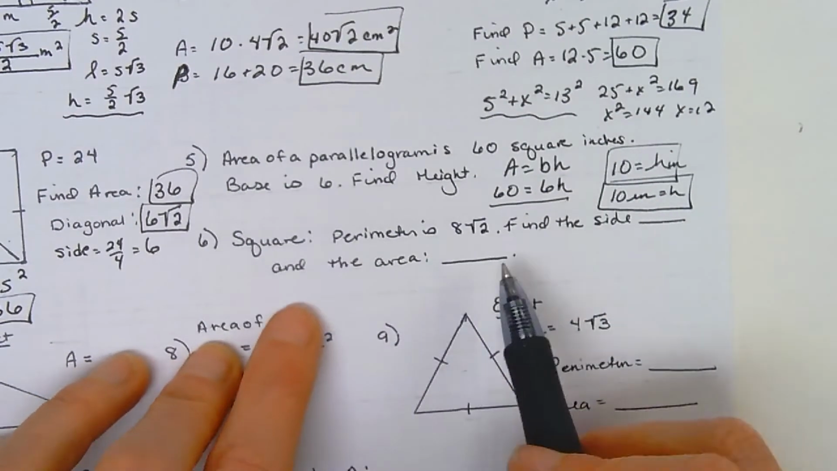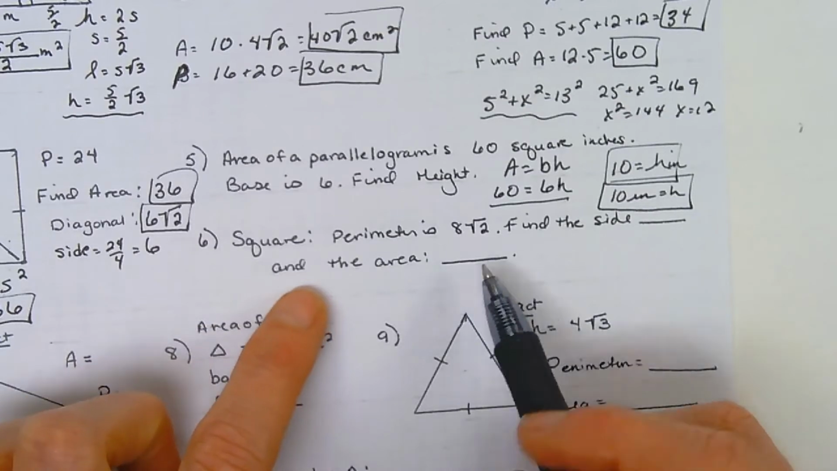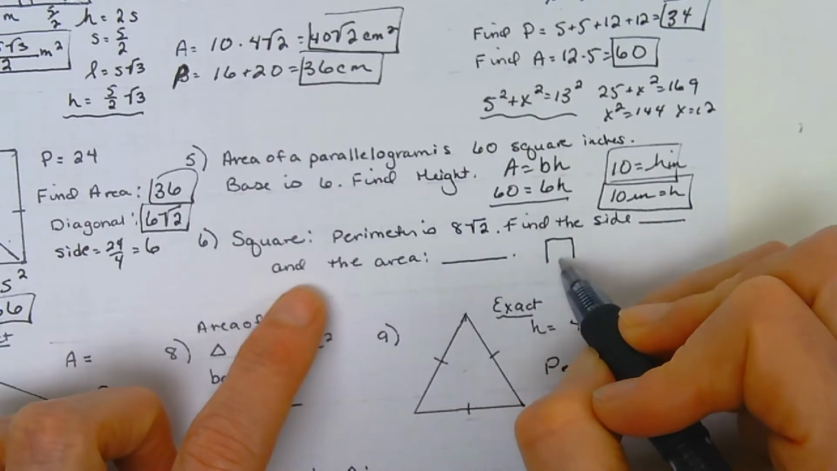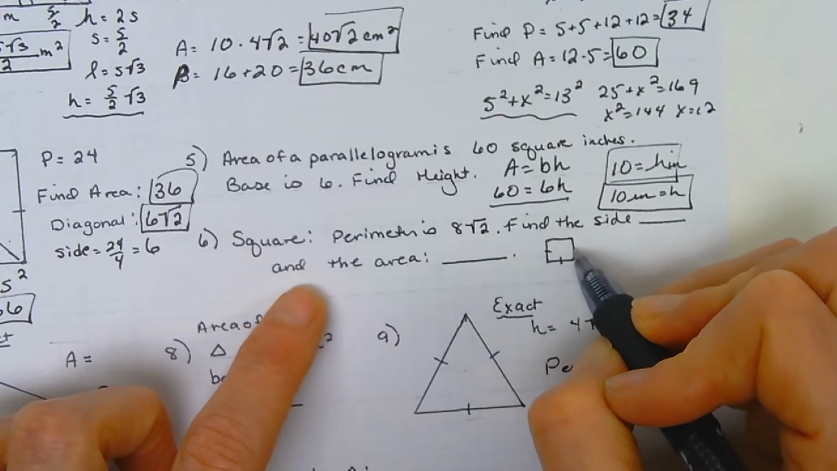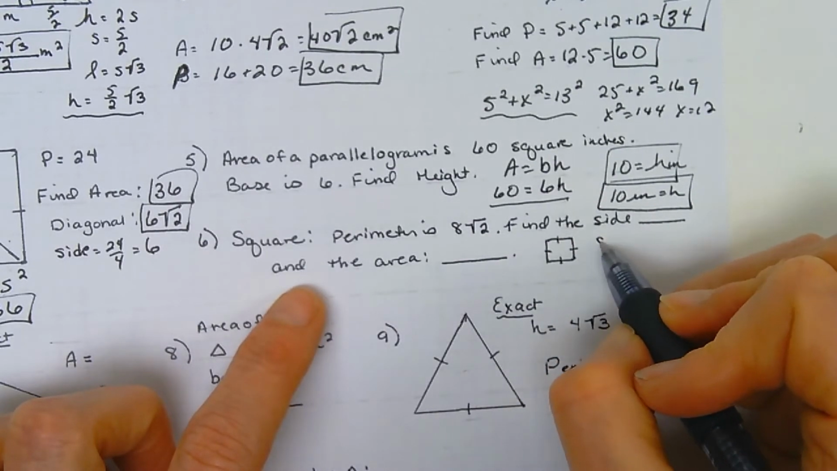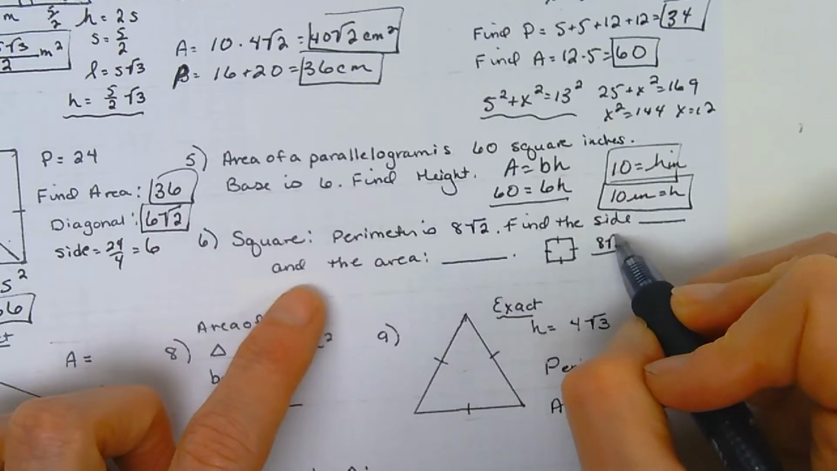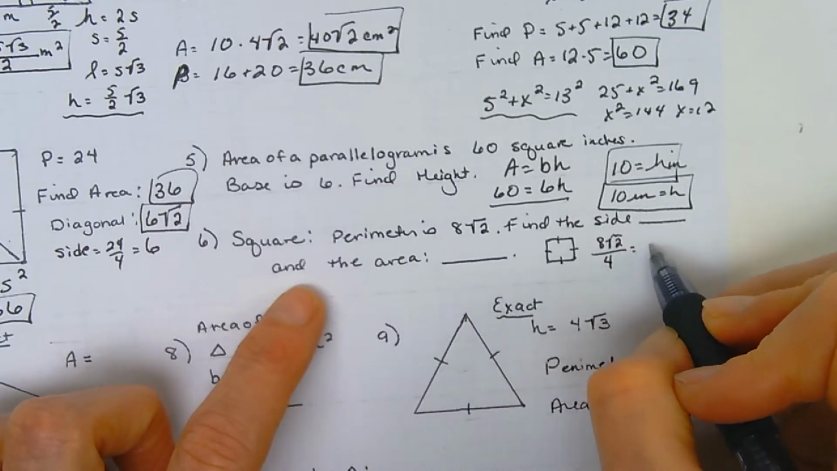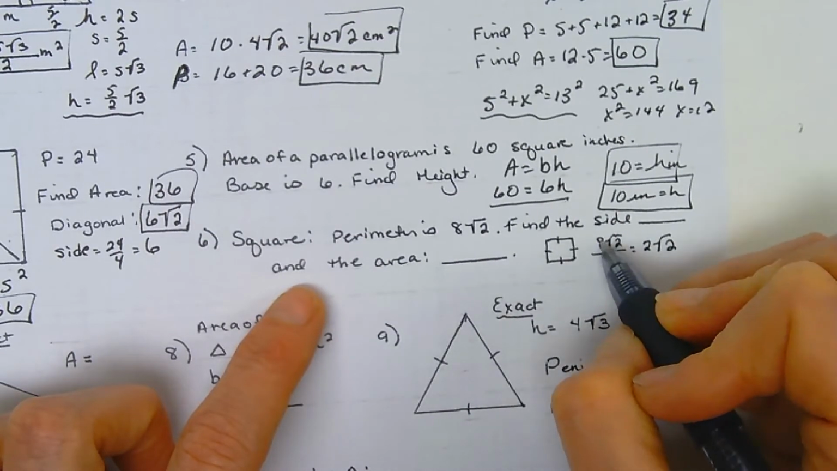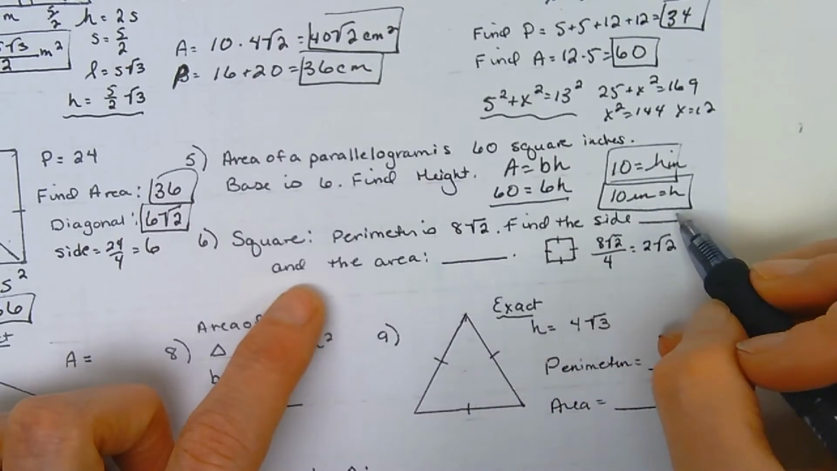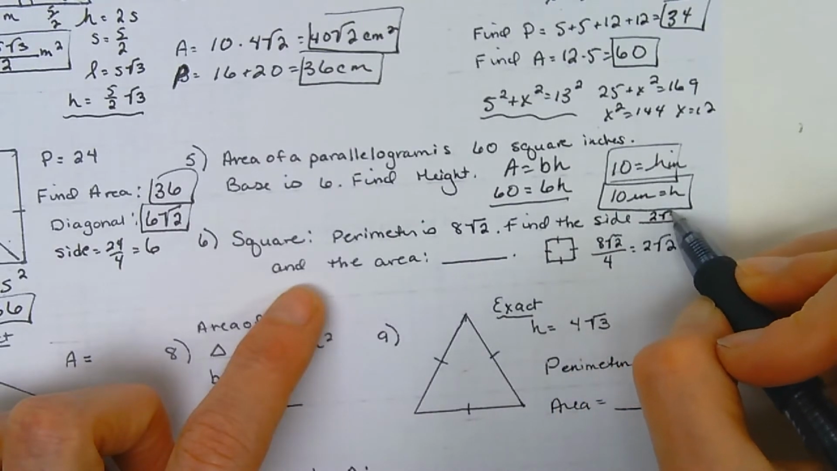Number 6, we have a square here. The perimeter is 8 square roots of 2. I'm going to go ahead and just draw a little picture. Sometimes it helps. All 4 sides are congruent. I take the perimeter and divide by 4, and each side will be 2 square roots of 2. 8 divided by 4 is 2 times the square root of 2. So the side is 2 square roots of 2.